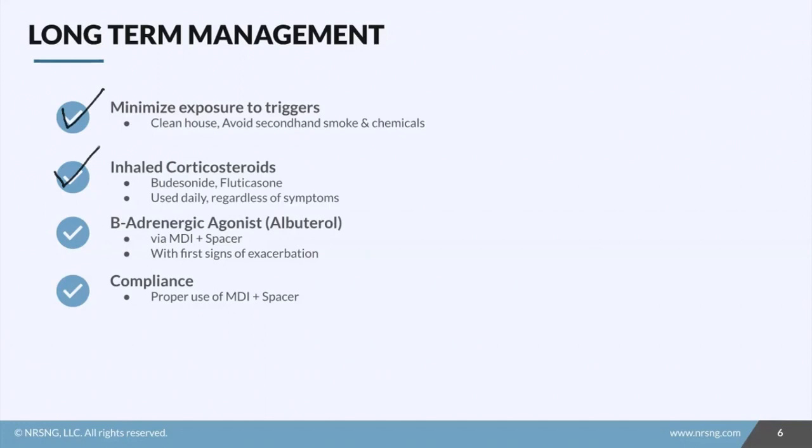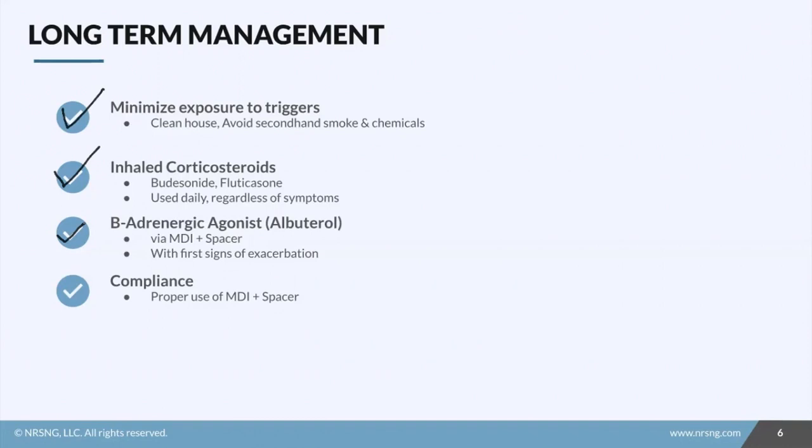And this is regardless of symptoms. And this is important because it's different than the other inhaler that they might have as a prescription. The steroids have to be taken daily. Now, that other inhaler that I mentioned is going to be probably a beta-adrenergic agonist, and that's albuterol.